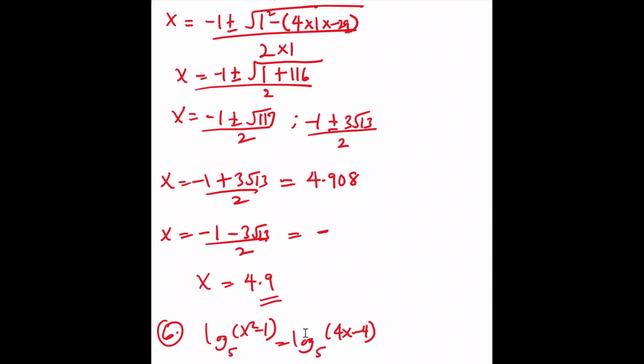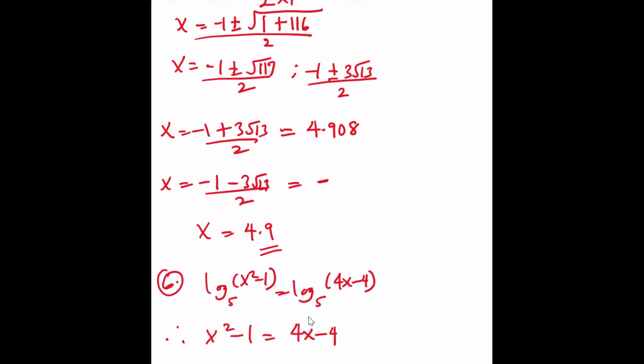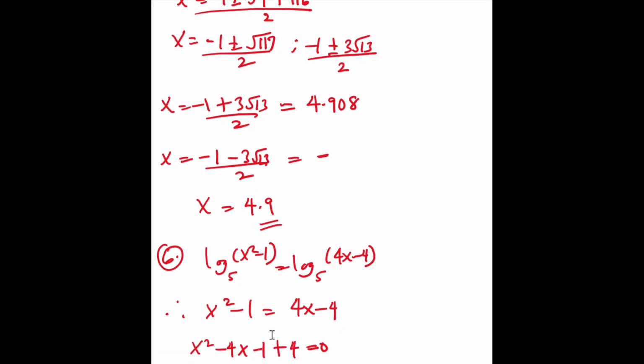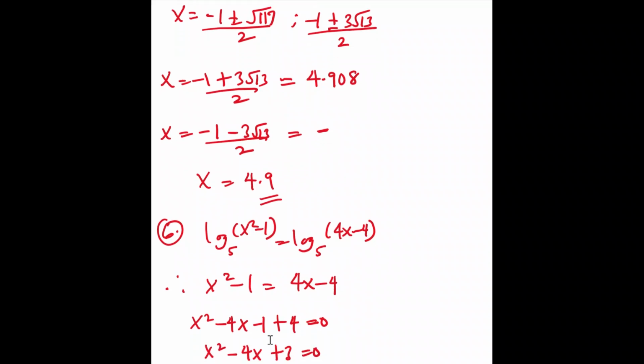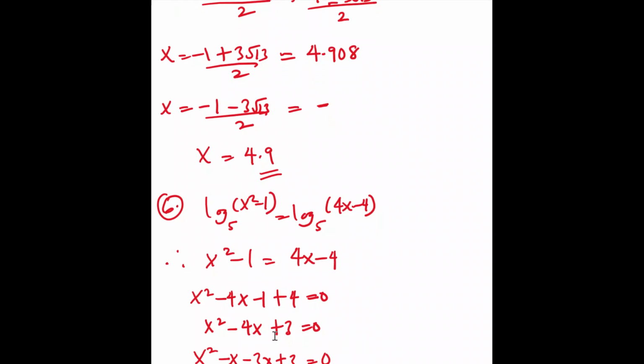Okay. So number 6, we have log x squared minus 1 base 5 equals log 4x minus 4 base 5. So both of them are equal logarithms, so that will be equal arguments. So we are going to cross out the log 5 on each side because they are equal to each other. So that will be x squared minus 1 equals 4x minus 4. And the reason why we cross out each other is because both of them have the same base, so they are equal terms. So when we bring this to the other side, we have x squared minus 4x minus 1 plus 4 equals 0. And when we collect the like terms, we have x squared minus 4x plus 3 equals 0.